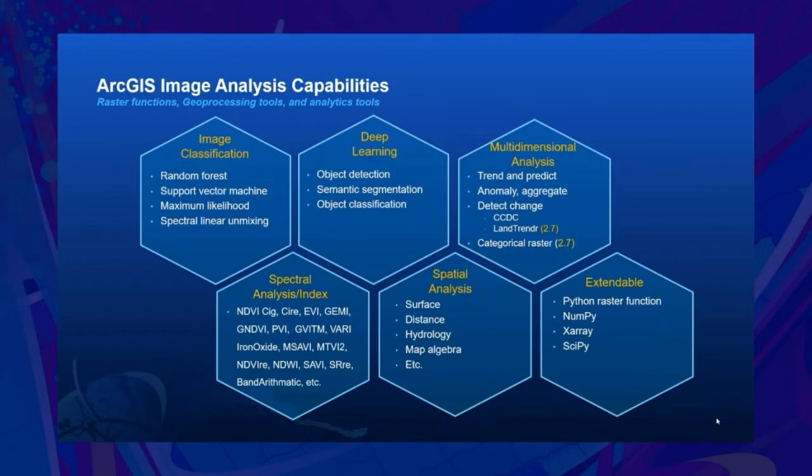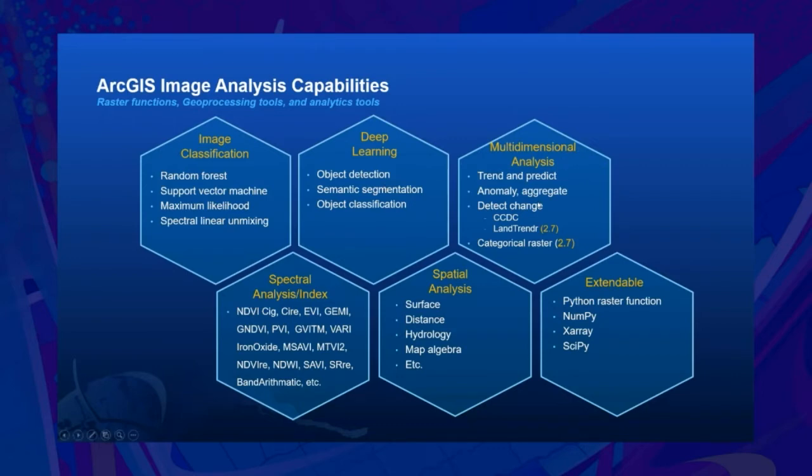ArcGIS is a platform for imagery. You can manage many types of imagery from different sensor platforms, process and auto-rectify imagery, visualize imagery, and perform all kinds of image analysis, which is the focus of our session. For analysis, ArcGIS supports pixel-based image classification, such as random forest, support vector machine. ArcGIS also supports deep learning. You can extract features and perform object-based detection and classification.